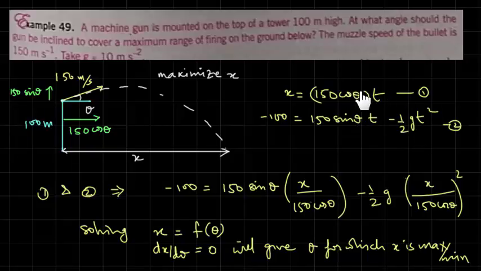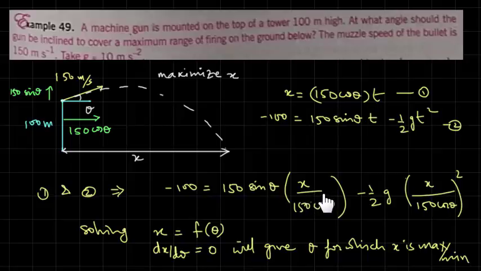So we have two equations, and what we need to find is x in terms of theta. So there is one extra variable t in these two equations. So let's remove t from the two equations, then we will get x in terms of theta. Solving this, we'll get this. Just replacing t here, so we'll get minus 100 is equal to this.